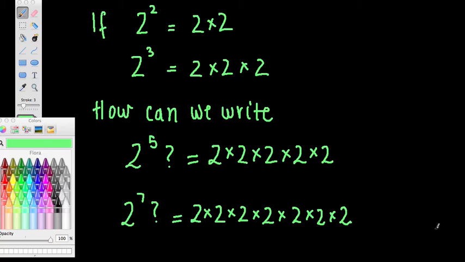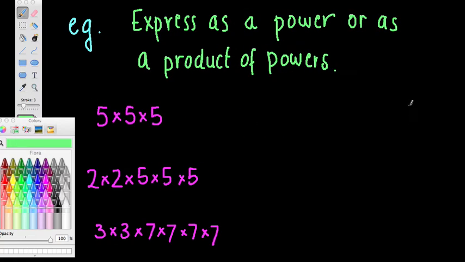Let's have a look at the next slide. Express as a power or as a product of powers. So this time we're actually going to work backwards. Let's look at this one, 5 times 5 times 5. How could we express this? So it's a bit neater, a bit nicer, it's more simple. Remember, with maths, we like to simplify things as much as possible. We don't want to write 5 times 5 times 5. We want to simplify this so it's a lot shorter.